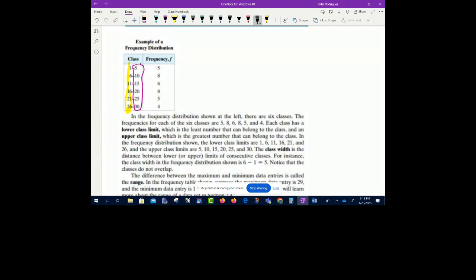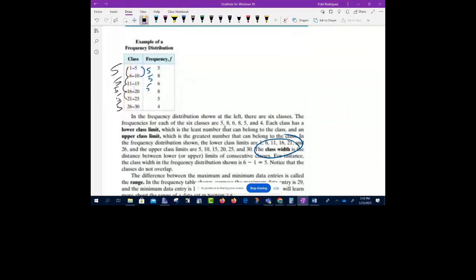Another way you can find it is to take the difference between those numbers. I mean subtract: 6 minus 1 is 5. 11 minus 6 is 5. 16 minus 11 is 5. 21 minus 16 is 5. 26 minus 21 is 5. Another way I can do it is to subtract this way: 10 minus 5 is 5, 15 minus 10 is 5. Do you see how everything is working out nice and neat? There are multiple ways to get that answer. That's how we find what we call the class width.